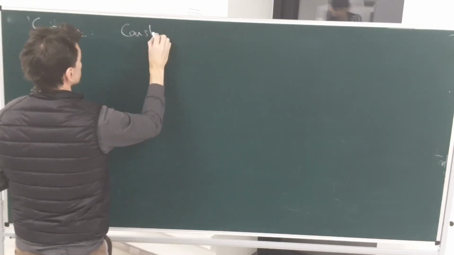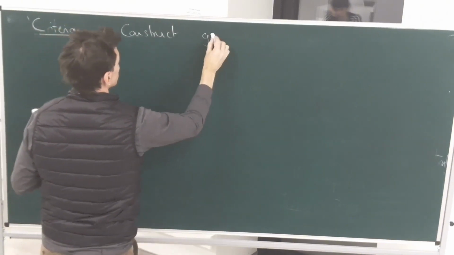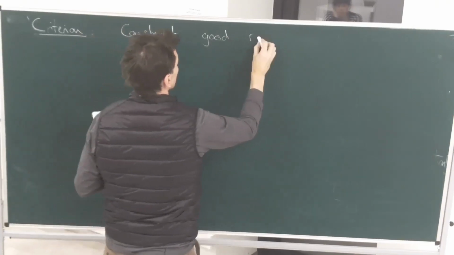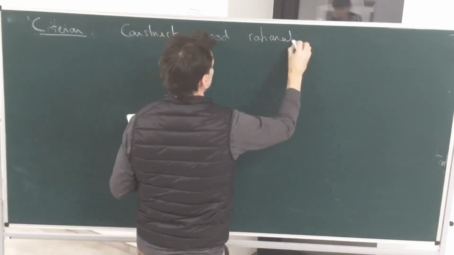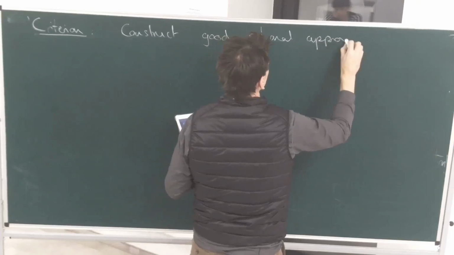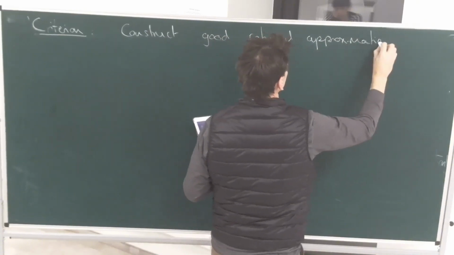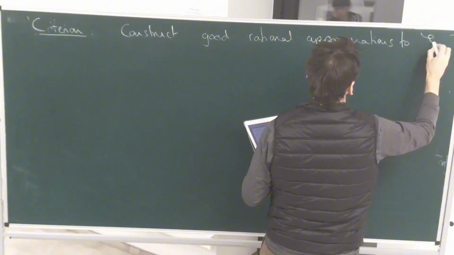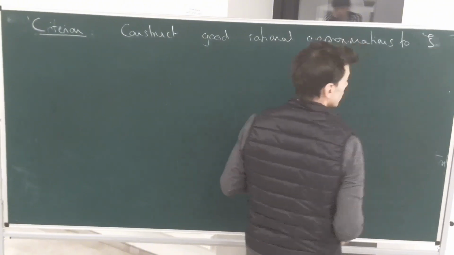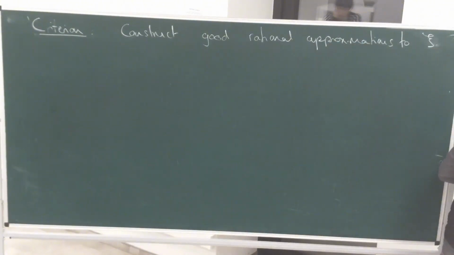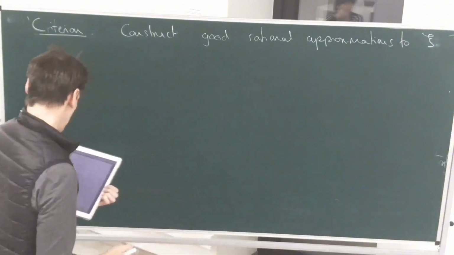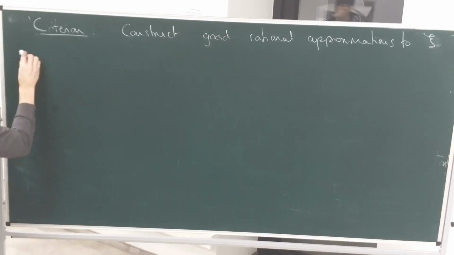Which is: construct very good rational approximations. So if we imagine that this was, we put psi here, then if we had rational numbers such that this difference is very, very small, then this would be violated, and so psi could not be rational. That's the idea. So more precisely, here's a proposition.